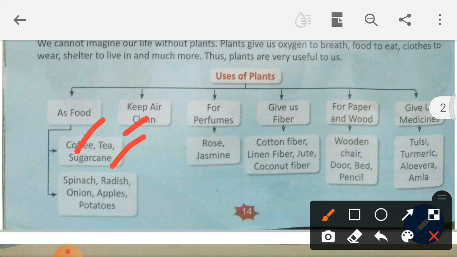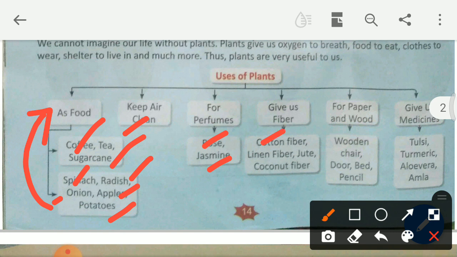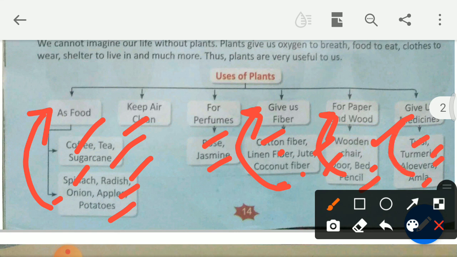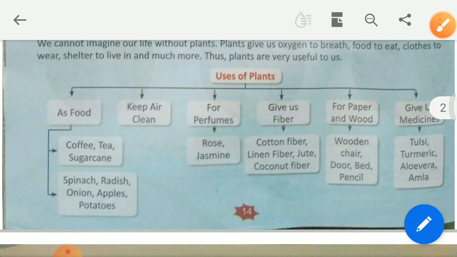Coffee, tea, sugar cane, spinach, radish, onion, apple, potatoes. These plants are used as food. And rose and jasmine are used for making perfumes. And cotton fiber, linen fiber, jute, and coconut are used as fiber. And wooden chair and door, bed, pencil we are getting from the wood. Tulasi, turmeric, aloe vera, amla are used as medicines. So these are the uses of the plants.